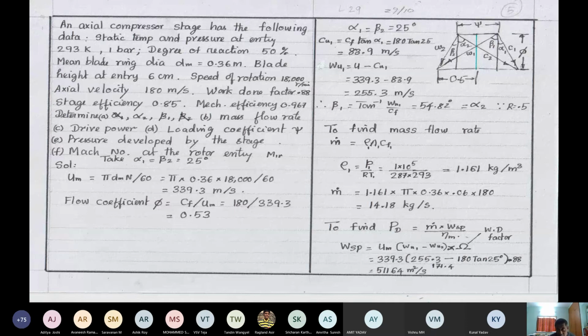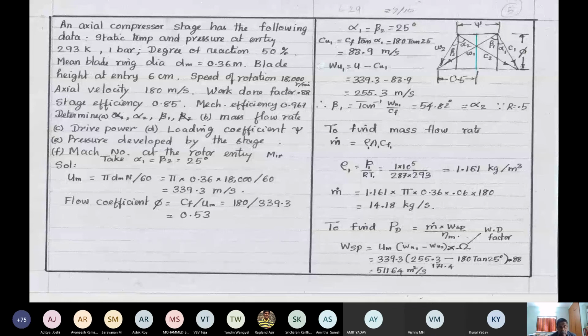Okay, so previous case it was only 3,600. Now it is 18,000 revolutions per minute. Axial velocity 180 meters per second. Previous case it was only 22 meters per second, I think. So it's a real compressor. Work done factor, about which I have not discussed much, is given as 0.88. When I use that in the calculation, I will explain. Then stage efficiency 0.85. Mechanical efficiency is 0.967.